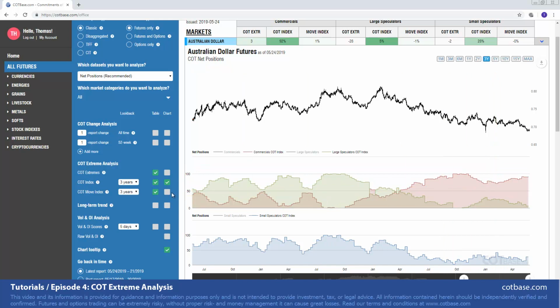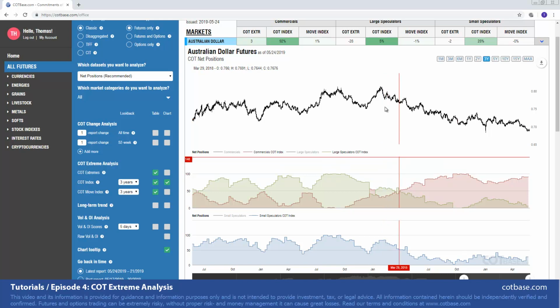The last tool is the COT move index, which really measures larger changes in the COT index itself. You can see that in this latest report, we only had 1% for commercials, 1% for large speculators, and 0 for small speculators. But if you look on the chart itself, you can see some examples when there were larger changes in the COT index. I won't get into details for that because in the previous episode, I explained to you changes in the COT report itself, the COT change analysis, and the mathematics is exactly the same.